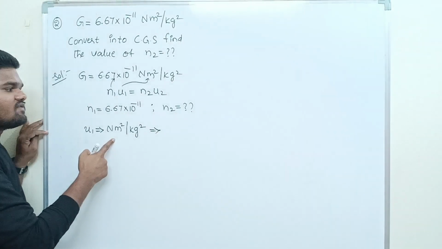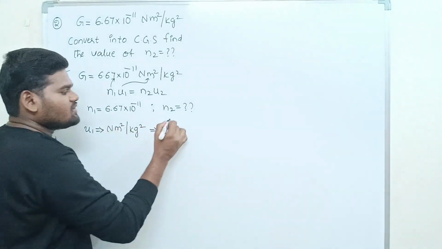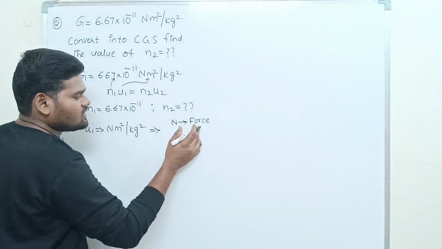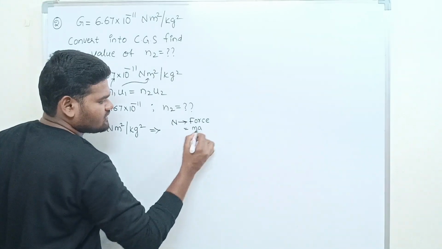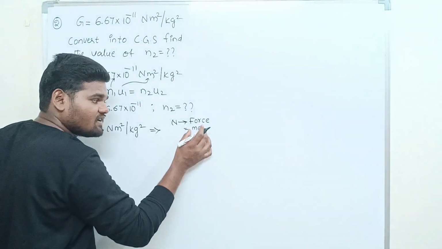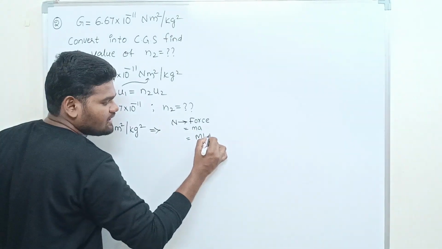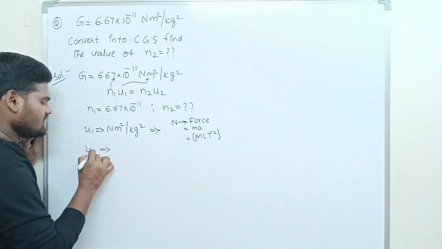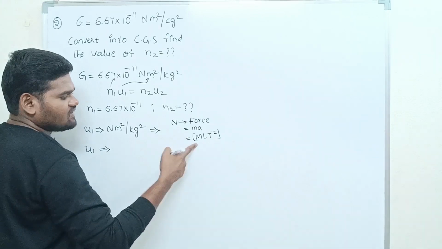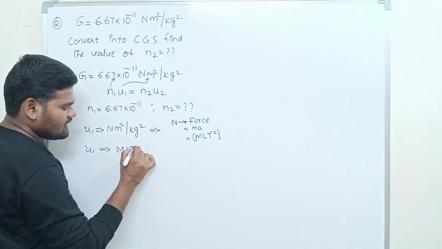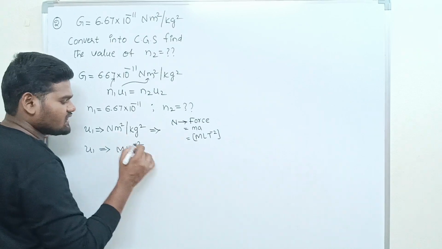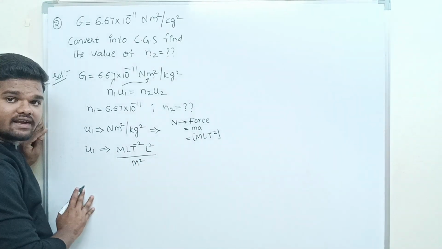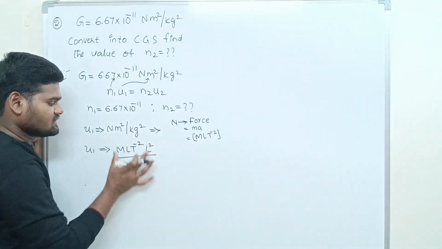We have to find the dimensional formula for this. Newton. Newton is the unit for what? Force, right? What is force? Force is equal to MA. Are you getting it? What is the dimensional formula for this? M L T power minus 2. Right. So from this we can write unit 1 is equal to Newton, whose dimensional formula is M L T power minus 2, into meter square, L square, divided by kg square, M square.